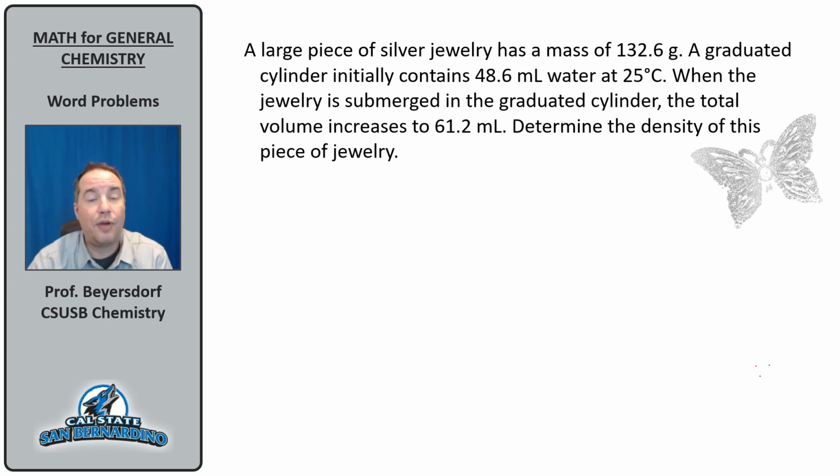All right, so now we're going to look at word problems. Word problems are one of those things that can be annoying because let's look at this problem here. A large piece of silver jewelry has a mass of 132.6 grams. A graduated cylinder initially contains 48.6 ml of water at 25 degrees C. When the jewelry is submerged in the graduated cylinder, the total volume increases to 61.2 ml. Determine the density of this piece of jewelry.